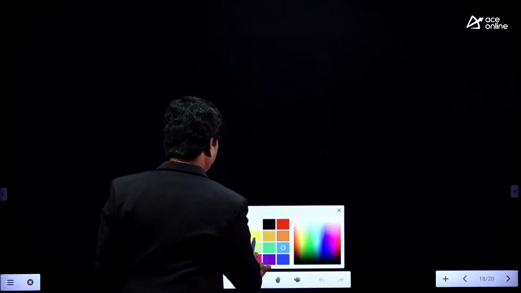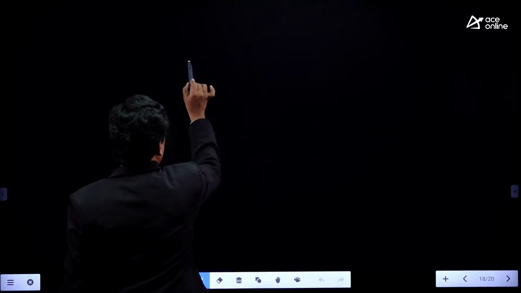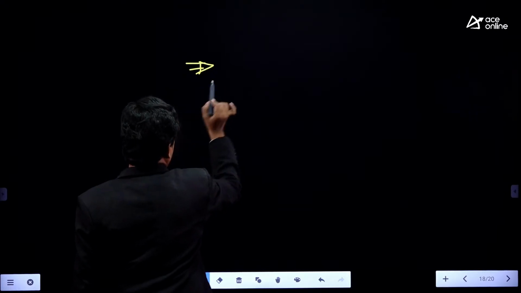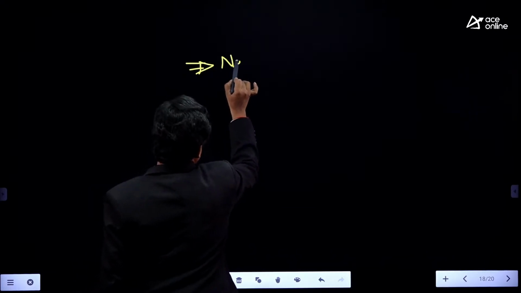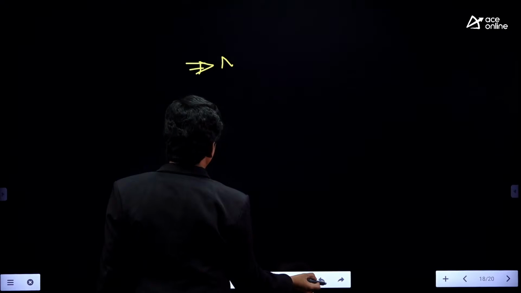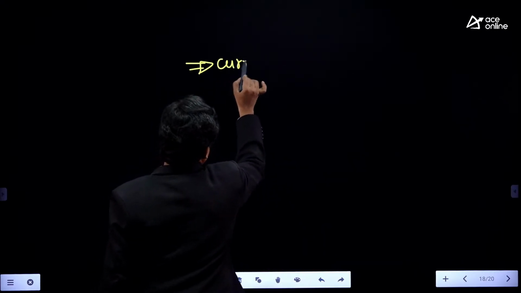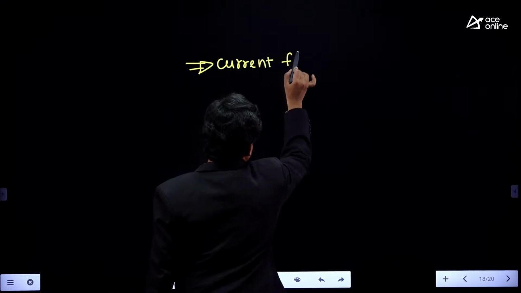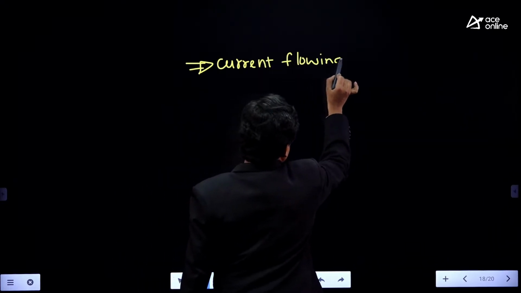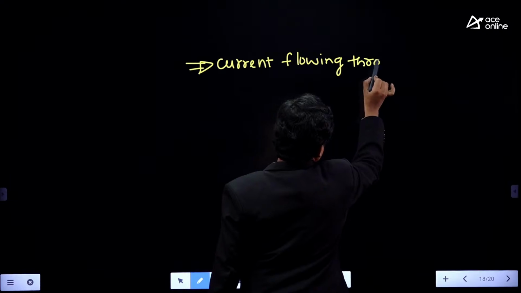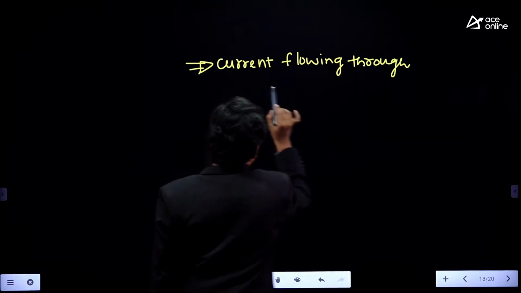The next thing that you have to calculate is the neutral current, or the current flowing through the neutral wire. These are all previous questions, whatever I am deriving here.